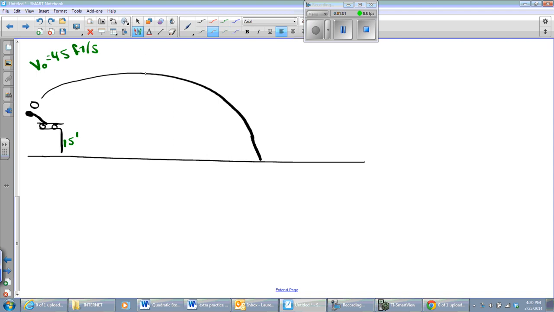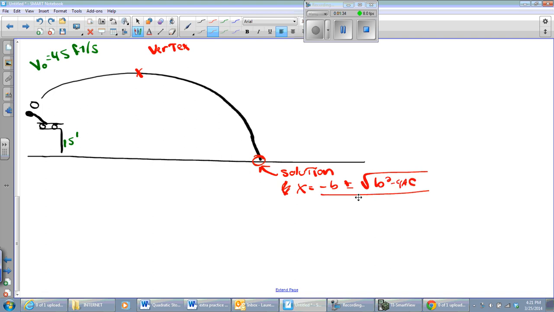Now, I know that the high point is the vertex. If any of the problems ask me about how high it went, I'm going to find the y-coordinate of the vertex, or the h-coordinate. I know that this is going to be a solution, where the parabola touches the ground. So this is a solution, right? It's an x-intercept. So for this, I'm going to use the quadratic formula. X equals negative b plus or minus the square root of b squared minus 4ac, all over 2a.